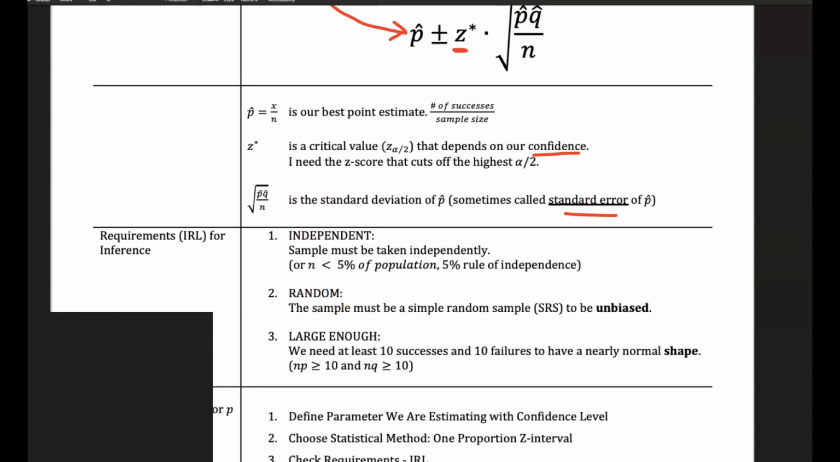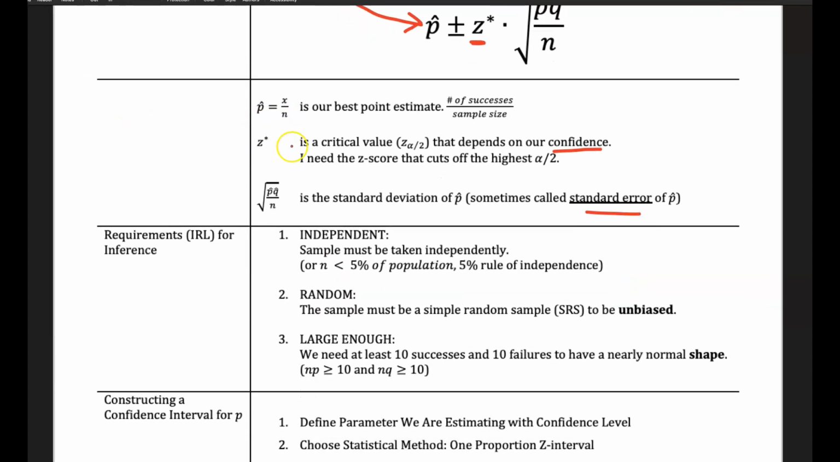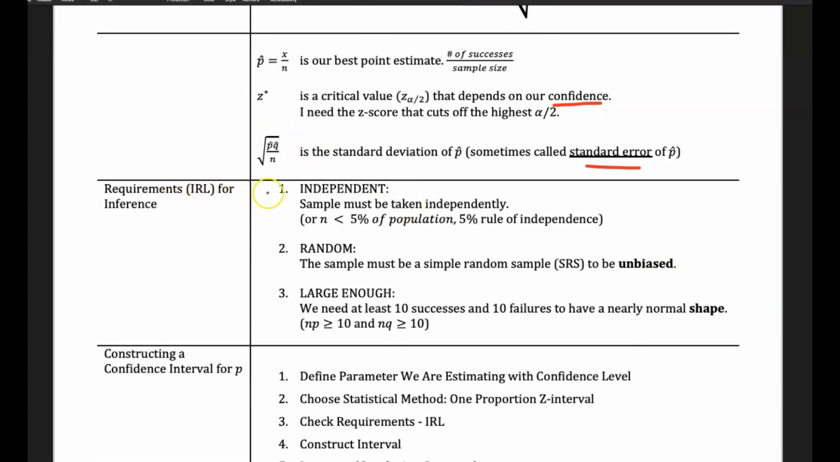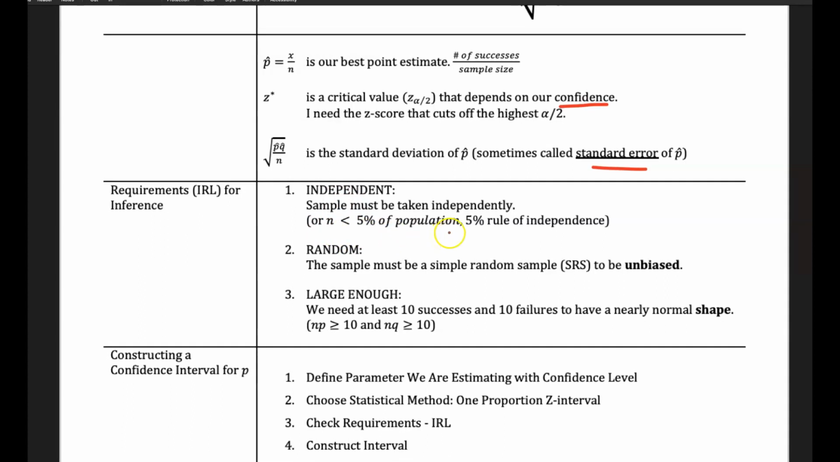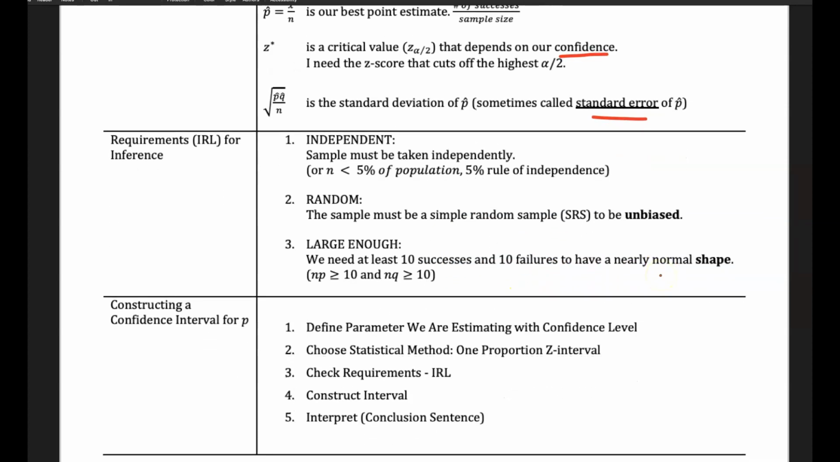And so we have some requirements, of course, before we can conduct a confidence interval. The samples must be independent, which again, we can use the 5% rule, meaning as long as our sample is less than 5% of the population. The sample is drawn in some random method so that it's unbiased, and that the sample's large enough. The way we do that, and we've done it before, n times p has to be greater than 10, and n times q has to be greater than 10, which really amounts to the number of successes that we see and the number of failures that we see. And so that's where that formula comes from.